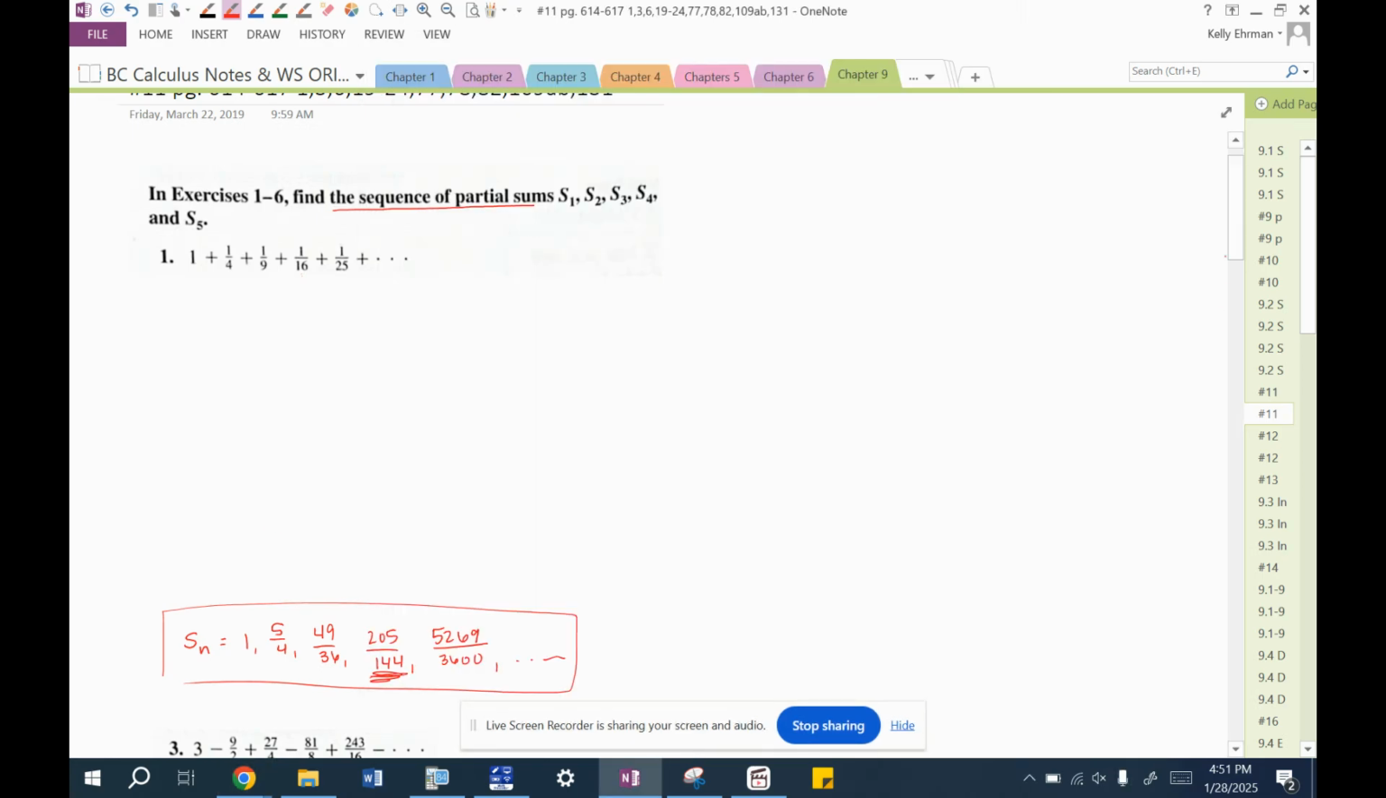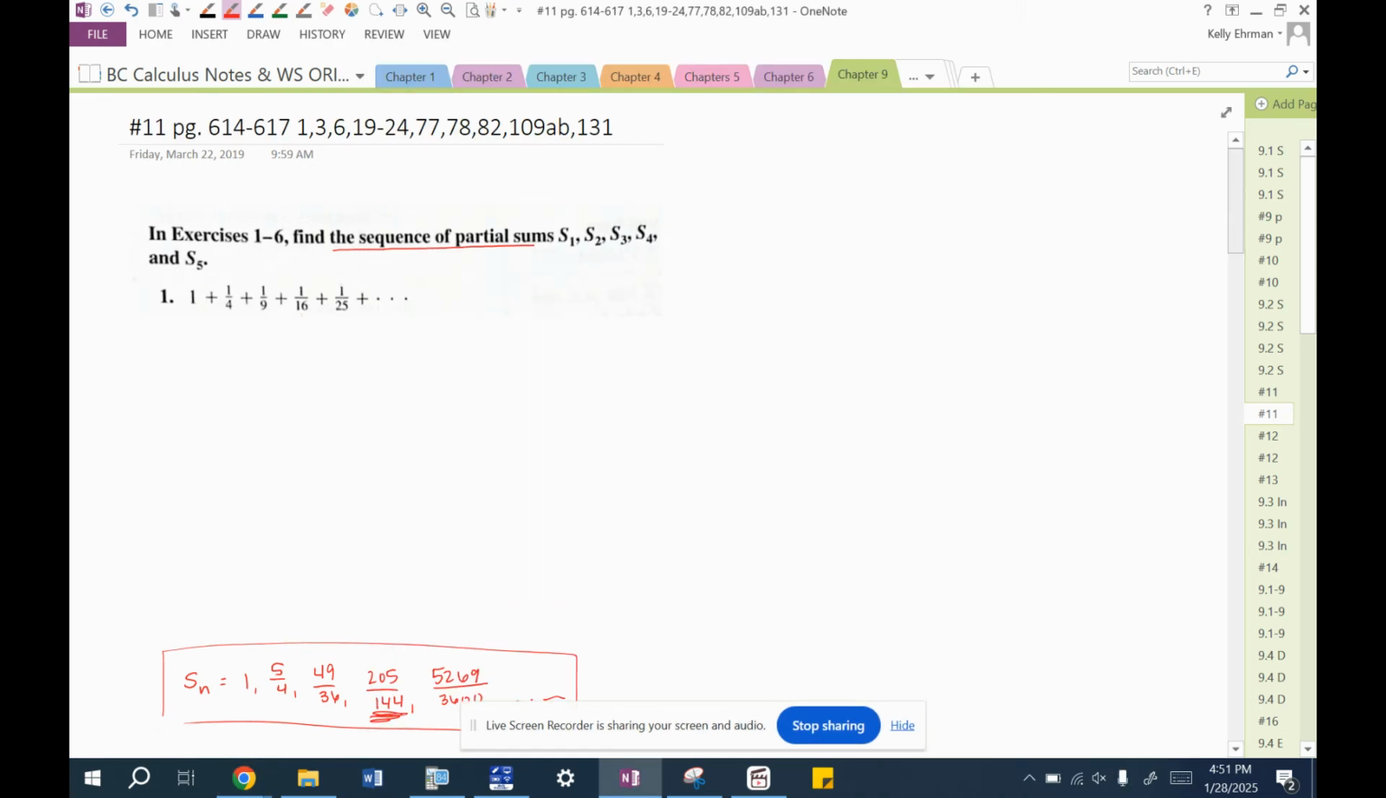All right, this is homework number 11. The first problem says find the sequence of partial sums, S1, 2, 3, 4, and 5. So to find the first partial sum, you just use the first term of the sequence. The second partial sum is the sum of the first two terms. The third partial sum is the sum of the first three terms.